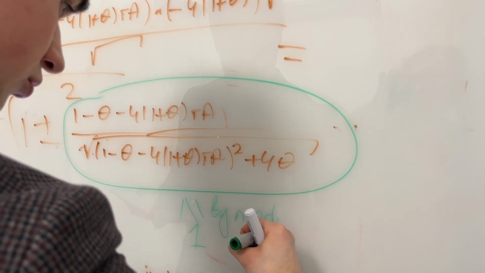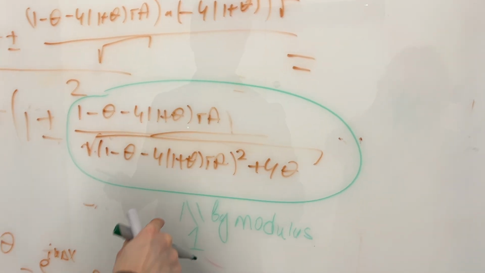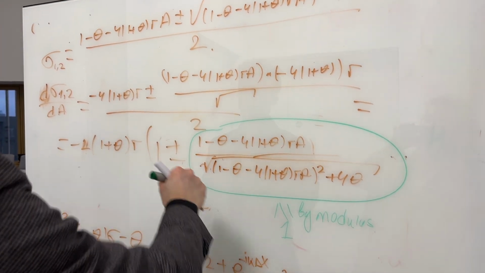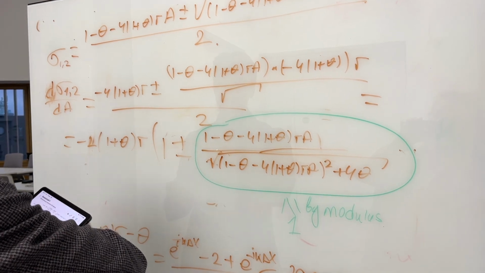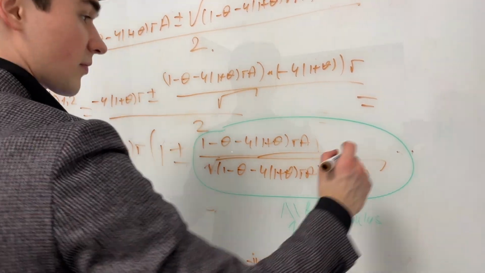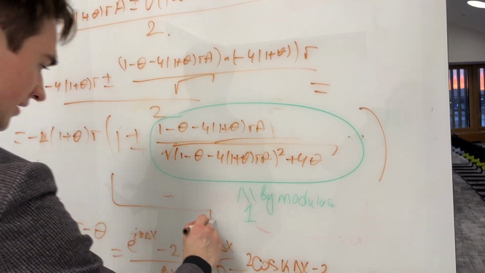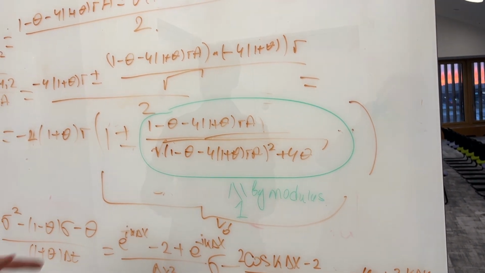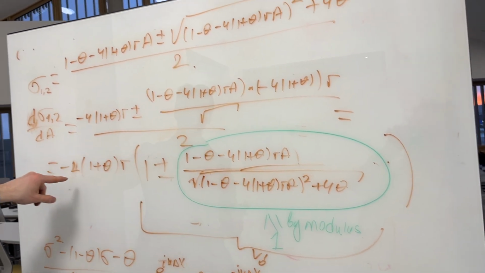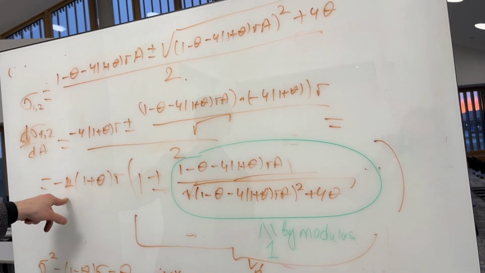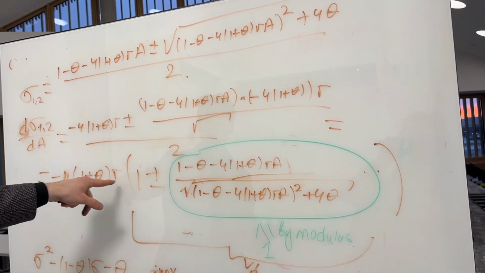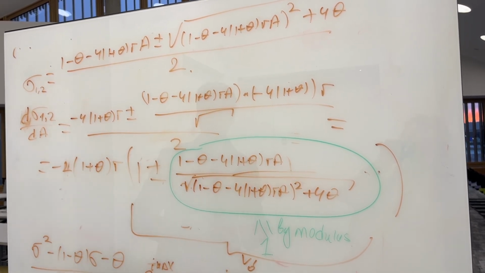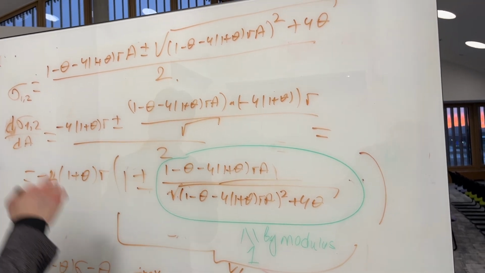By modulus than 1, because again the denominator is bigger than the numerator, and that's why the whole bracket will be always positive, and that's why the whole equation will be always negative, because here we have minus 2 times 1 plus theta times r, and we know that theta goes from 0 to 1, and r is dt over dx squared, and it's always positive.